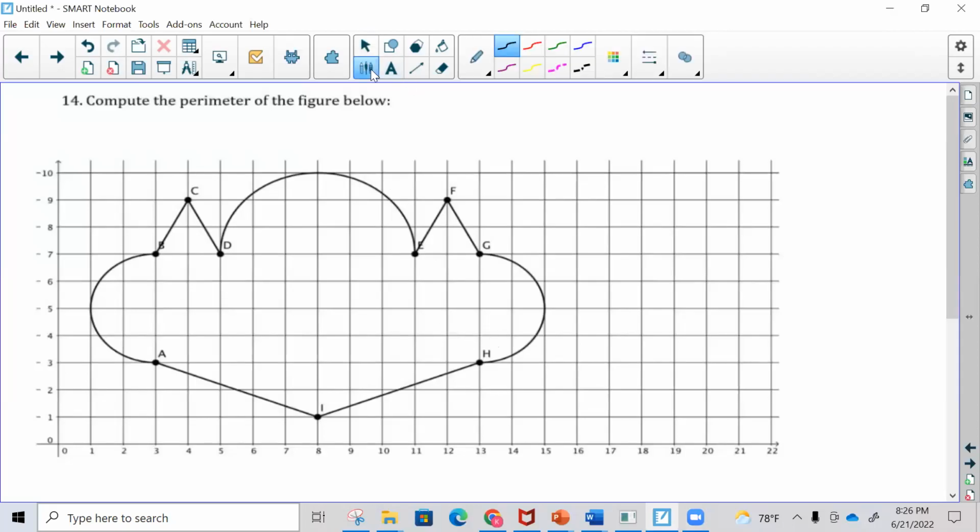So in this video, I'm going to do question 14 and 15 from task 23 in your packet. So for 14, we're looking at this figure and we are going to calculate the perimeter. And then for 15, we are going to calculate the area.